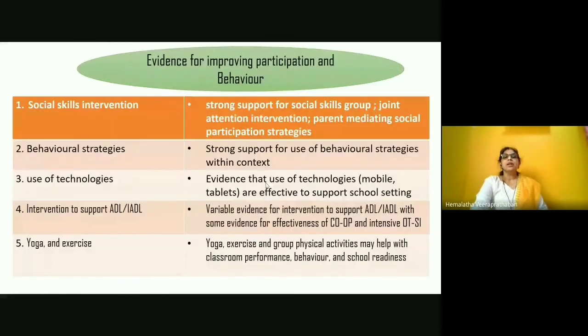Okay, these are some of the evidence to improve participation and behavior. Social skills training, yeah, it's strong evidence, because social skills training is delivered by involving the family and the society. So behavioral strategy also has strong evidence-based support. These are all supported by systematic reviews, my dears. I hope you all know what a systematic review is. It is type 1 evidence. Okay, strong support to use the behavioral strategy within their context, not everywhere.